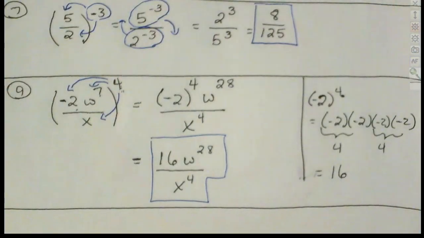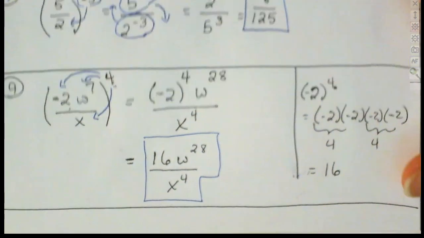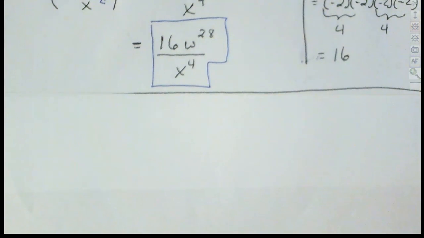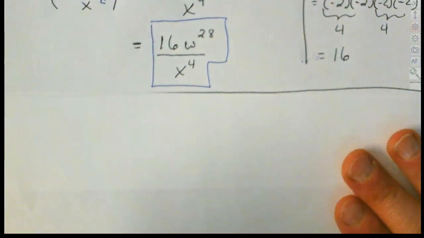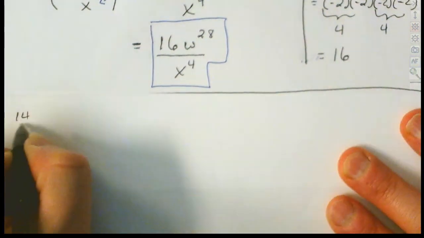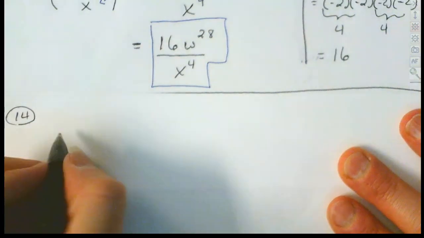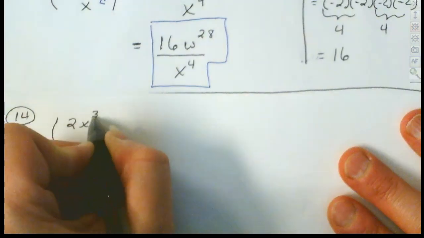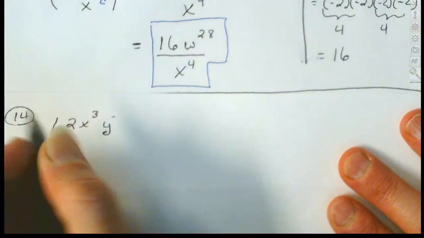Question 14. We're going to have to distribute, again, a negative exponent through. What I would do on 14 is I would work the inside out first, and I would try to condense it down as much as possible first. I think it's easier to work with the inside first than just distribute through and have to do it later.